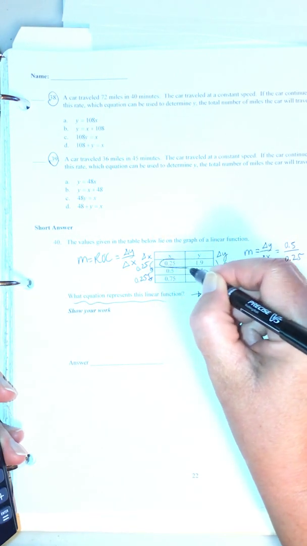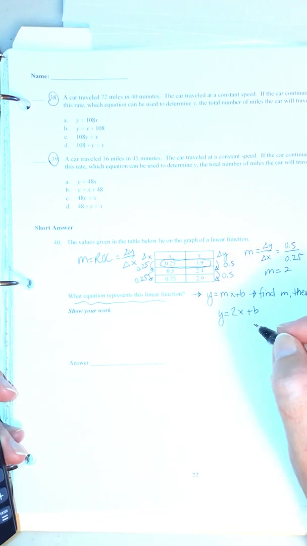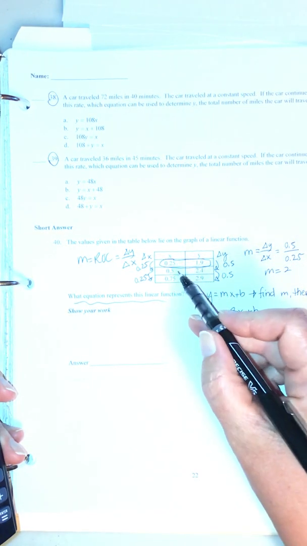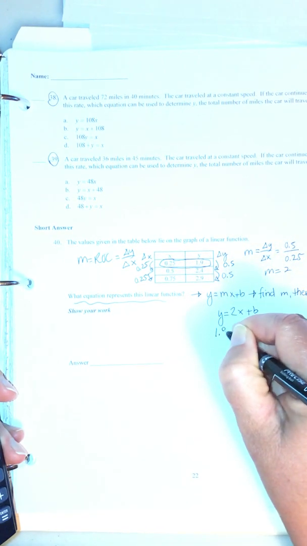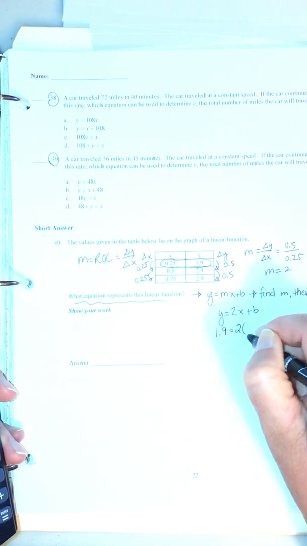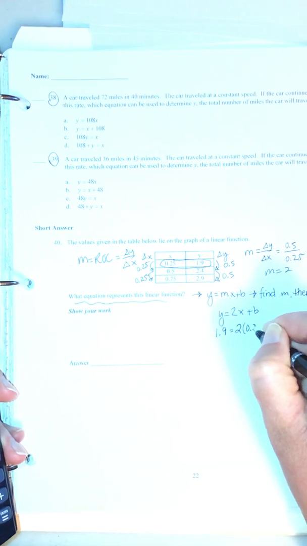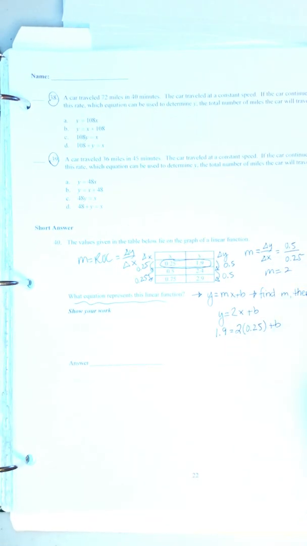I am going to go with the first one, but you're going to get the same answer whichever ordered pair you go with. Okay, so when x is 0.25, y is 1.9. So y is 1.9. Our slope is 2. Our rate of change is 2. And x is 0.25. And now I'm going to solve this for b.